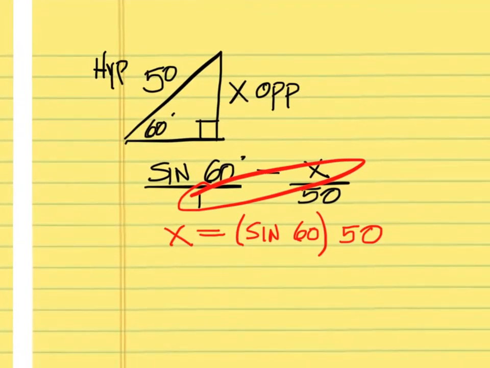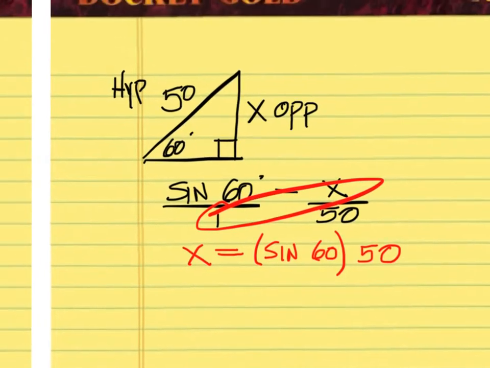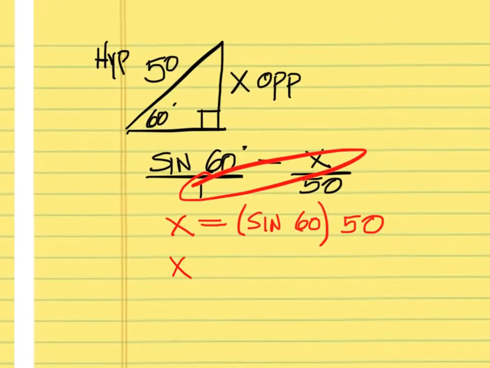On your calculator, you would do this. Sine of 60 degrees and hit enter. You should come back with a value that we are going to round to 2 places every time. 43.30 feet. That's what we have so far.